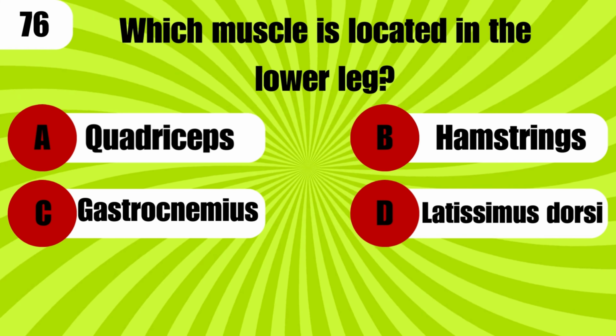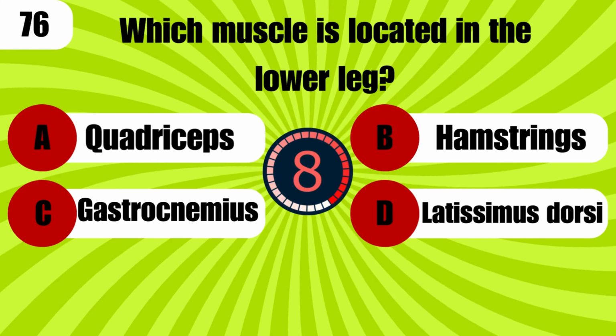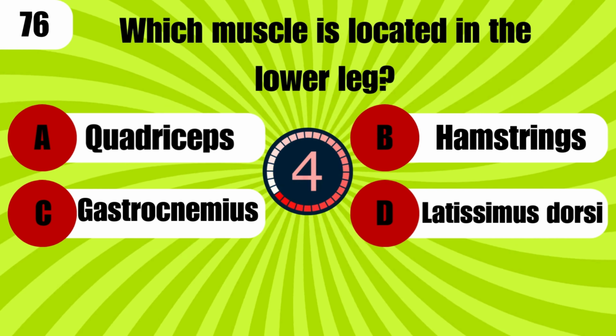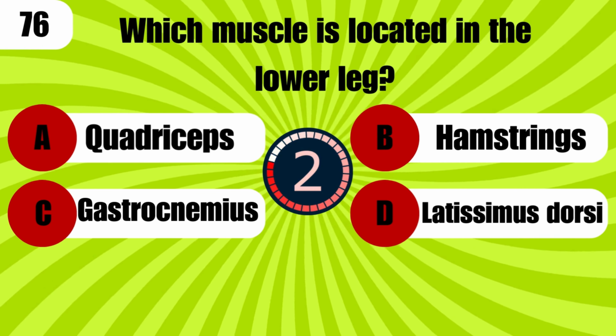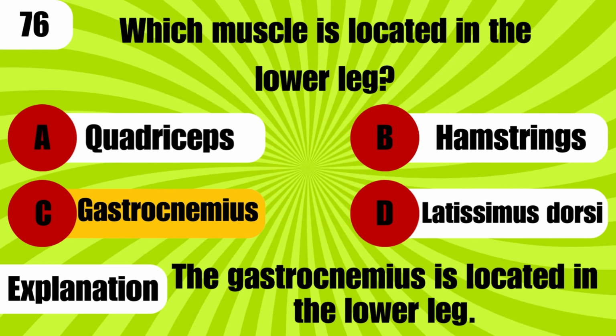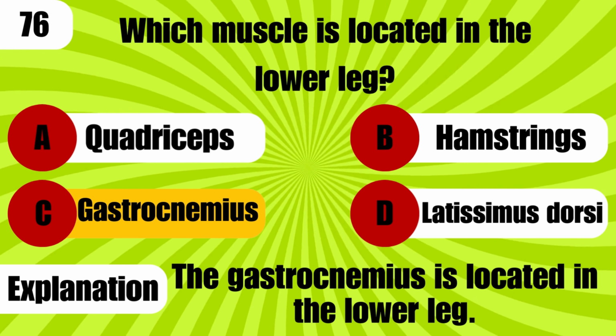Which muscle is located in the lower leg? Quadriceps, hamstring, gastrocnemius, latissimus dorsi. The right answer is gastrocnemius. The gastrocnemius is located in the lower leg.